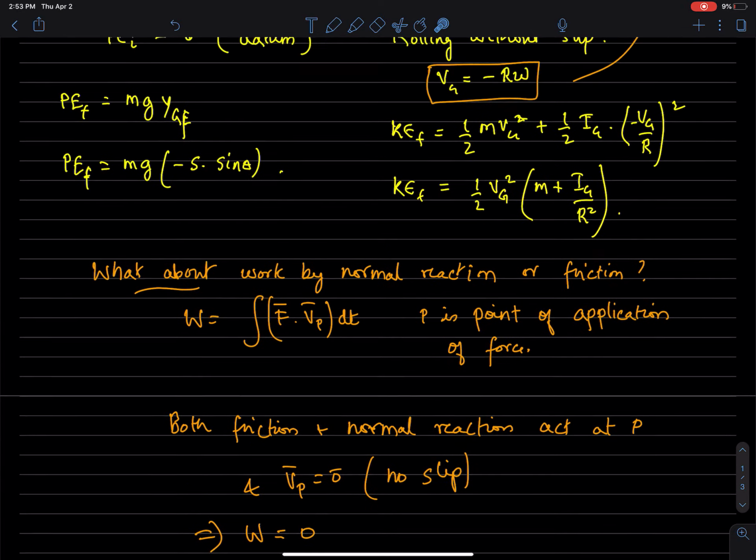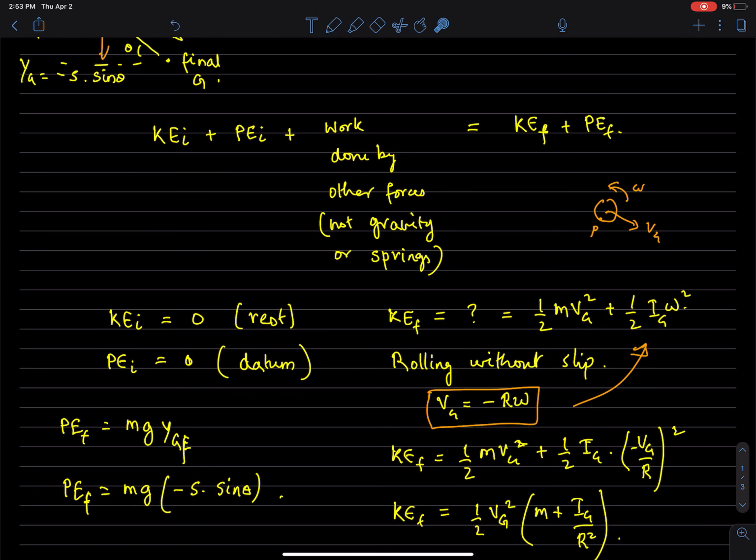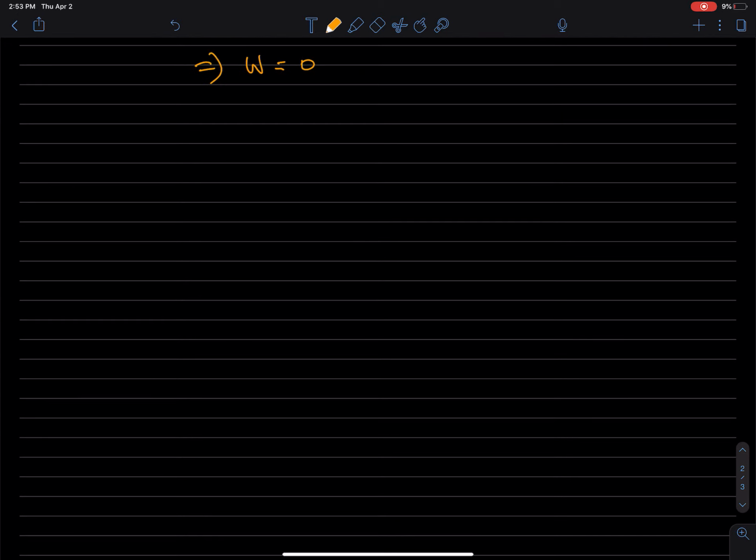Okay, so let's plug everything into this equation. Plug everything into equation 1 using 1.